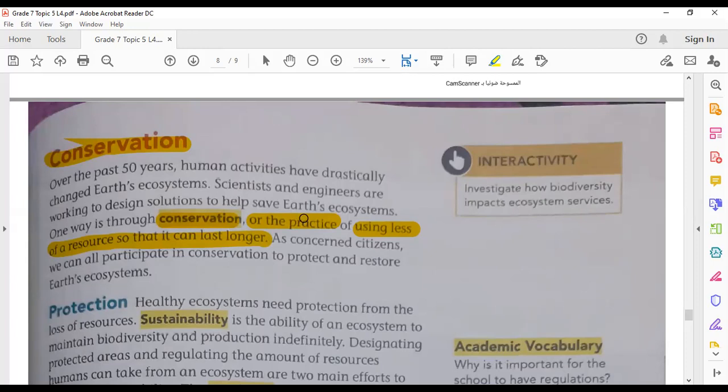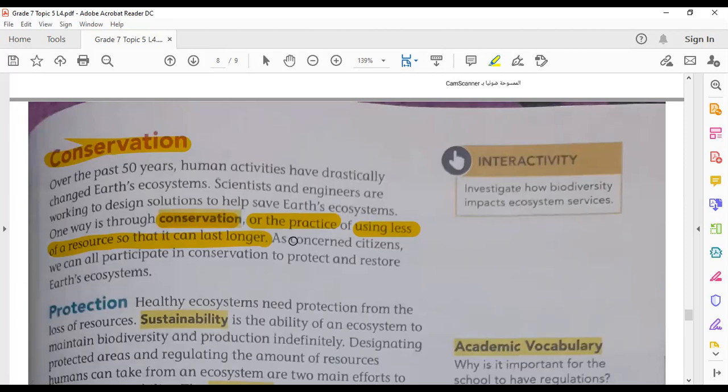If we cut down the majority of the trees in a forest, is this practice good? Is it conservation? No, teacher. You know why? Because if we cut down the majority of the trees, the forest will not be able to last longer. Conservation doesn't tell you not to use anything. Use ecosystems, use the forest, use the ocean, but without damaging them. Make them last longer. Keep them for the next generations, for people who are coming in the future. Don't be selfish. Conservation tells you, don't be selfish.